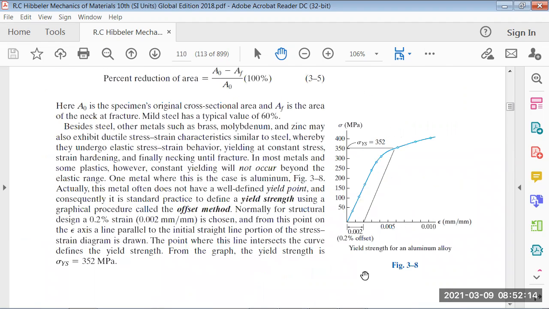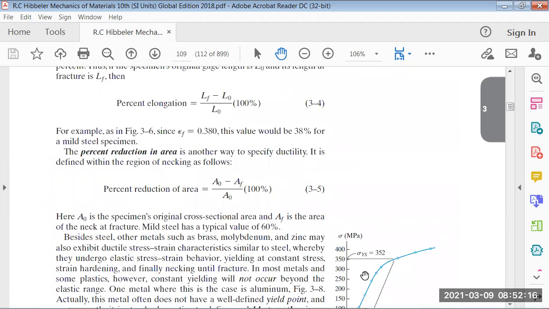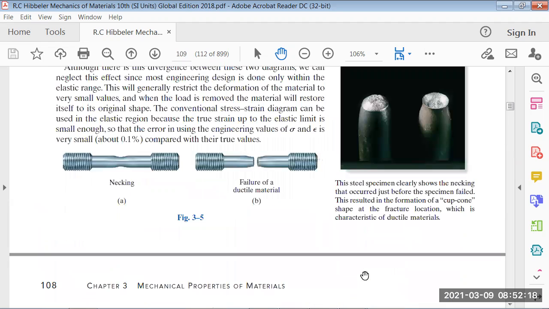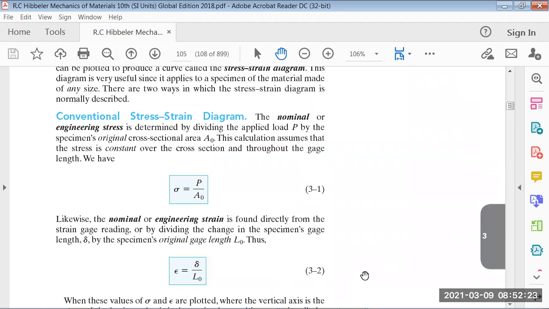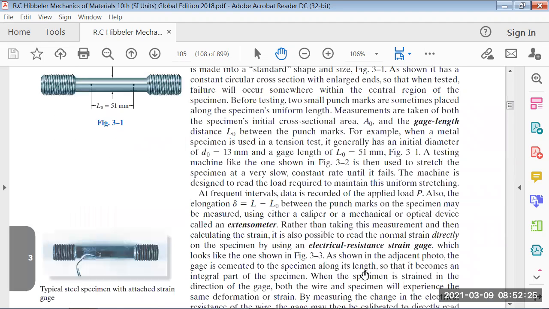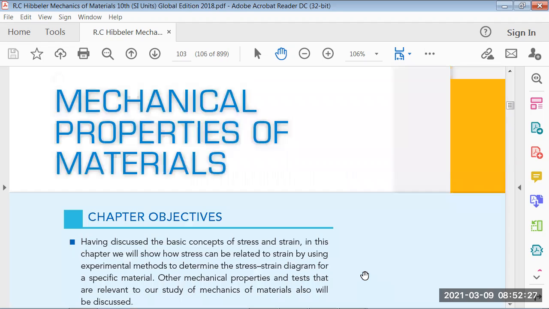Okay, you have to have this background. It's not just about solving problems; you have to do some readings. So it's a self study. The thing is, this chapter is a self study: mechanical properties of materials.